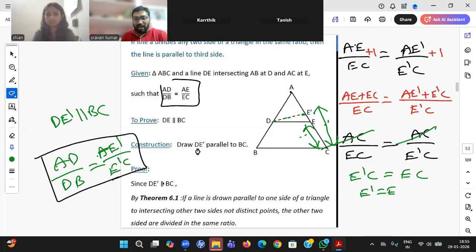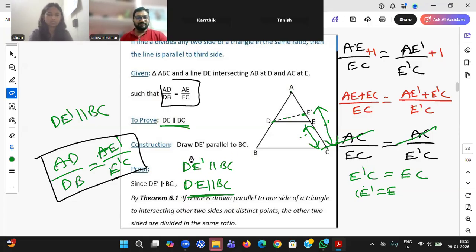So what did I draw? I drew D dash parallel to BC. In place of E dash, I can keep E. D is parallel to BC, and that is what I need to prove. That is what I proved. Okay, so it's a reverse way of going, student. It's a reverse way of going.